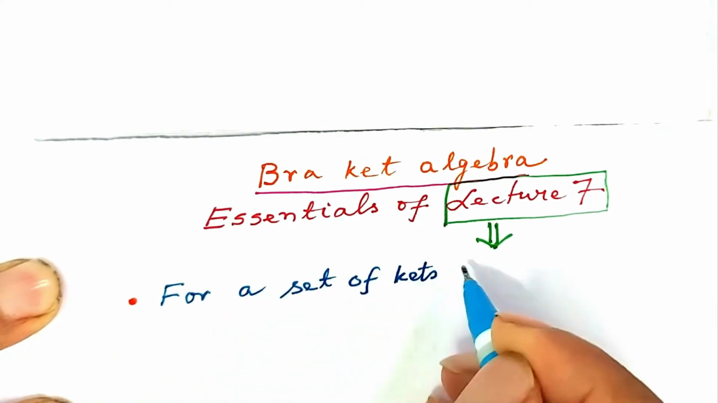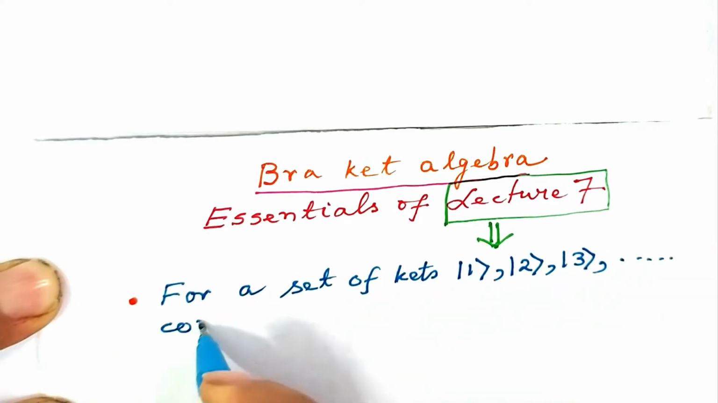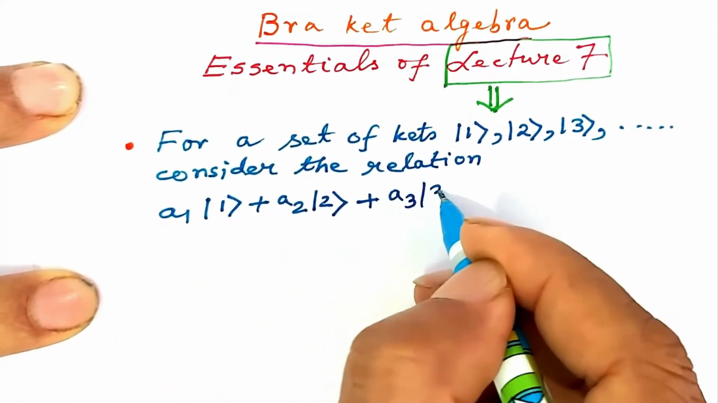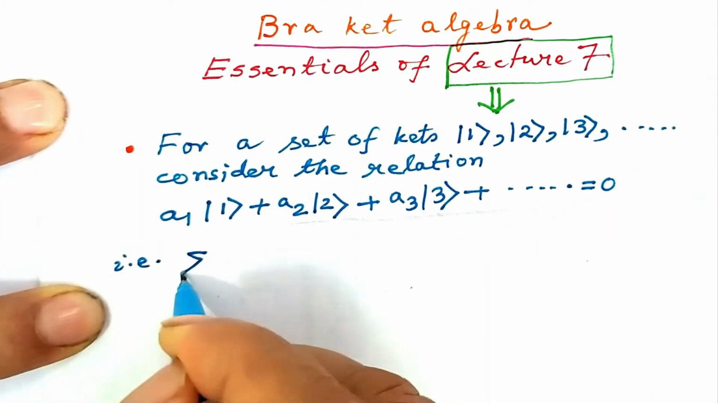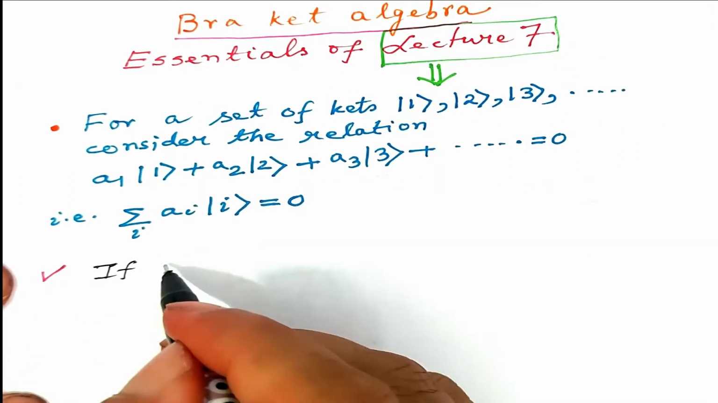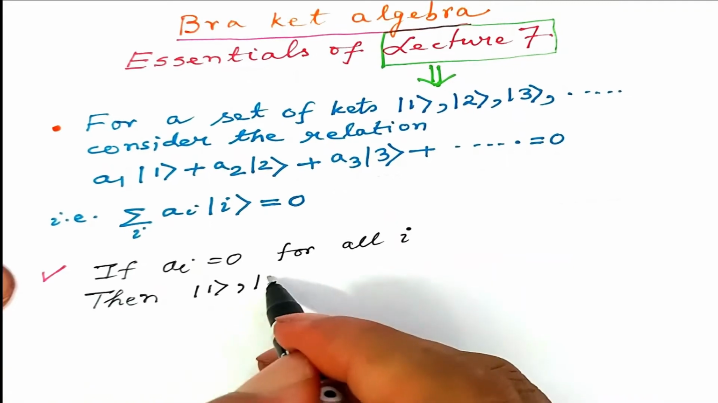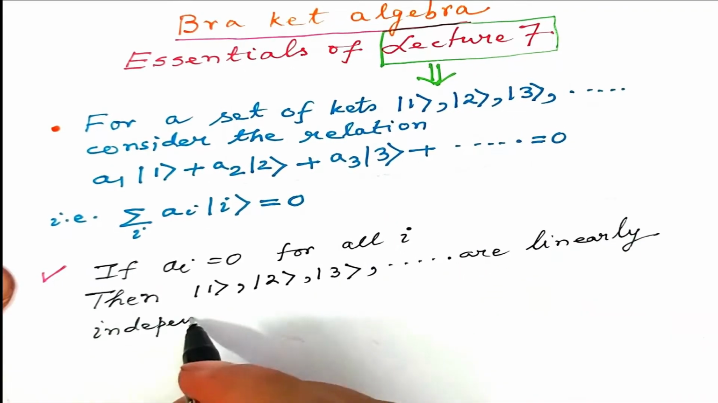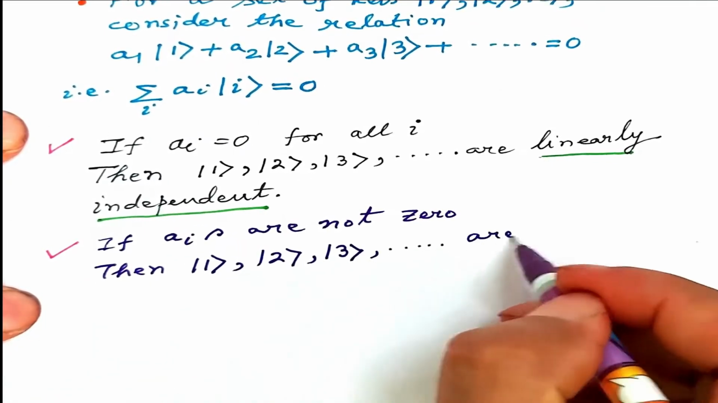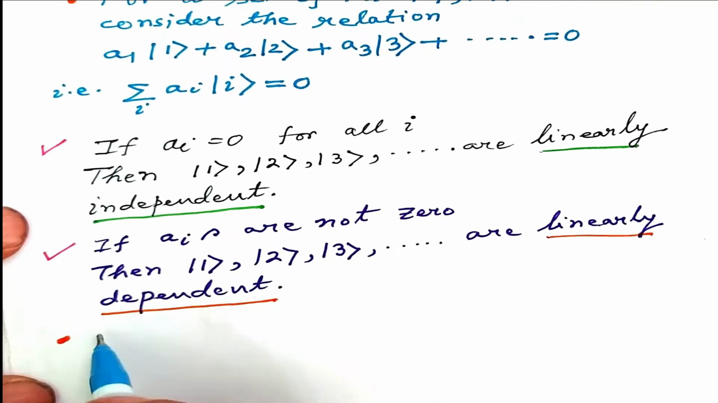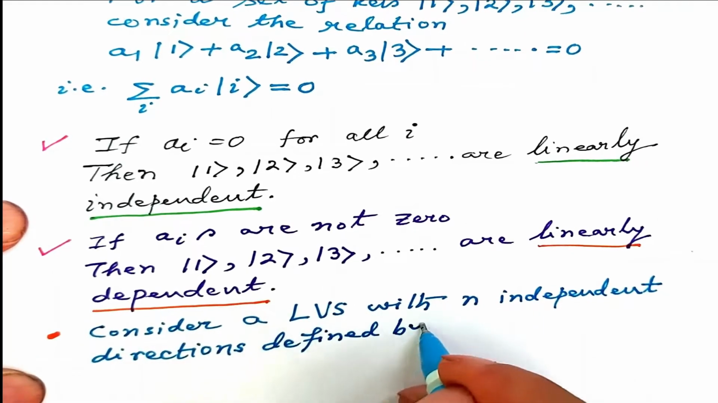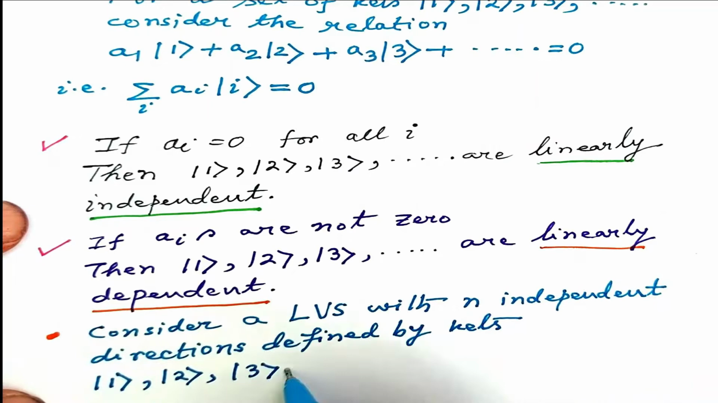For a set of kets, ket1, ket2, ket3, etc., consider the relation a1 ket1 plus a2 ket2 plus a3 ket3 plus etc. equal to 0. That is, summation over i, ai ket i equal to 0. If ai equal to 0 for all i, then ket1, ket2, ket3, etc. are linearly independent. If ai's are not 0, then ket1, ket2, ket3, etc. are linearly dependent.